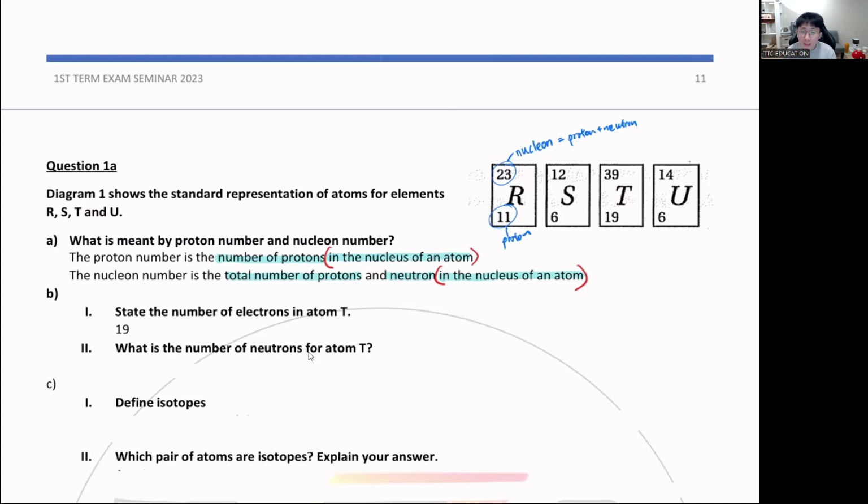Okay. How to find number of neutrons? You take the nucleon number minus the proton number. So 39 minus 19, you shall get 20.